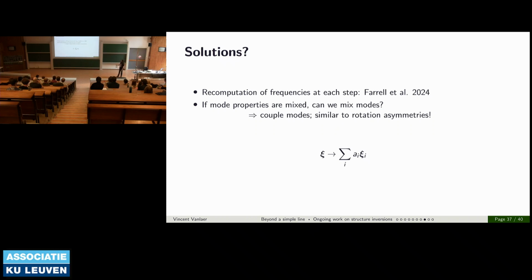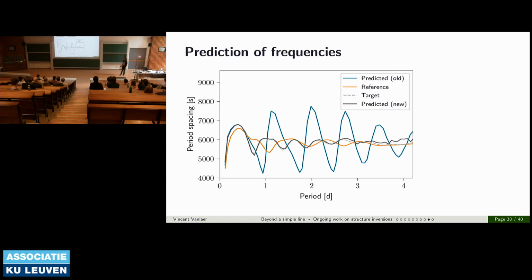What I'm doing is similar to the rotation asymmetries, where I also combined multiple oscillation modes. Instead of having just one oscillation mode in my approximation, I combine multiple. This gets then plugged back into the oscillation equations. We then have to solve for the frequency, these parameters. That just takes a bit of math, but it's not too difficult.